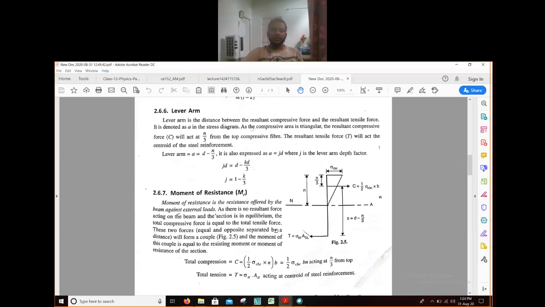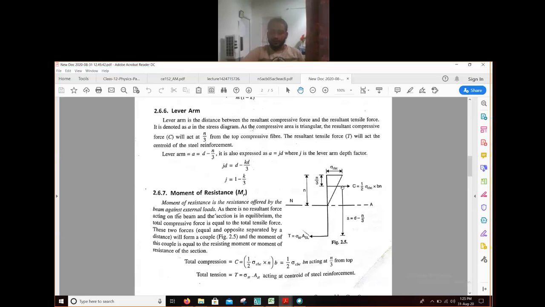Next, one thing you have to understand. In the last class also I told you, again I will tell you now. This is our stress diagram. This is our concrete part and this is our steel. The entire maximum total compressive force will act along this part, and the total tensile stress will be taken up by steel, which is indicated by T here, and the total compressive force is indicated by C.